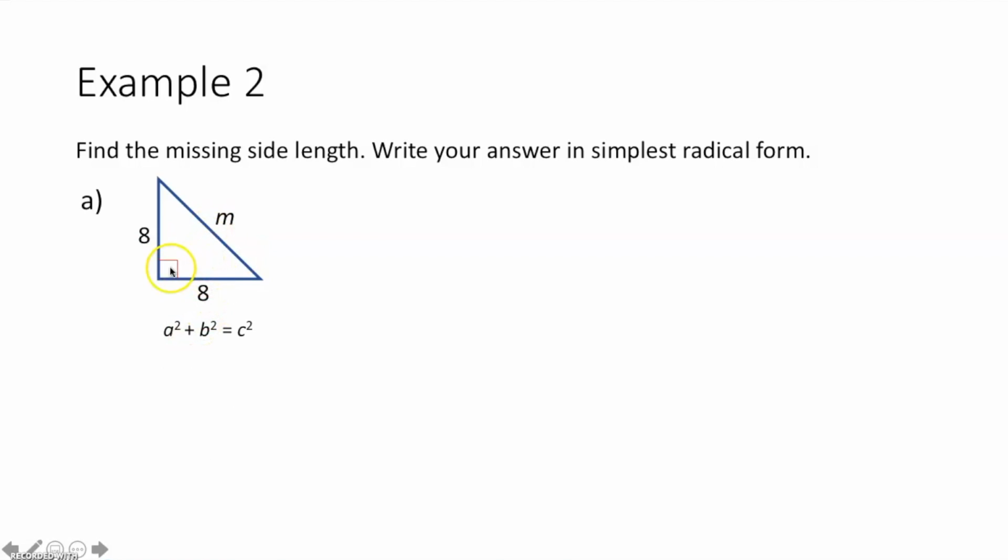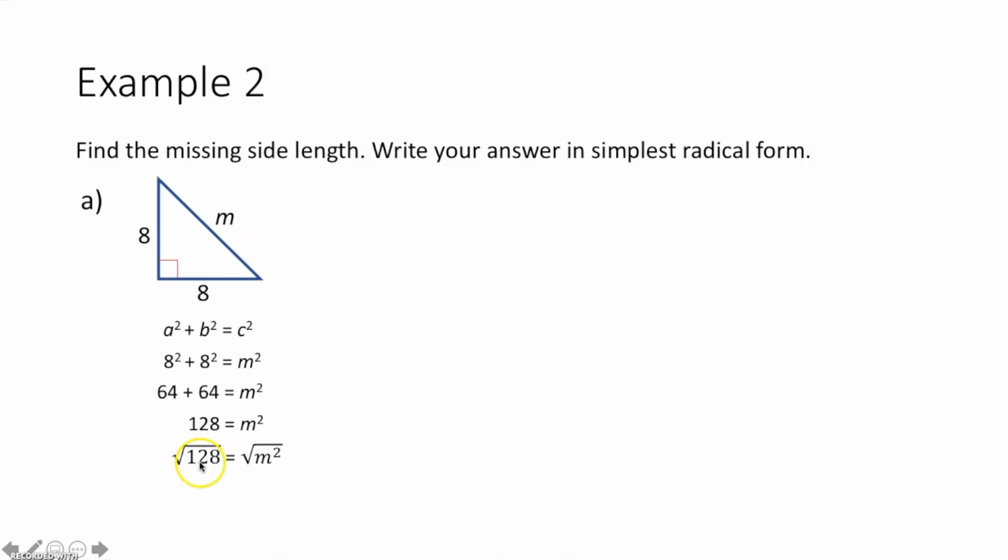The hypotenuse, the side that's opposite the 90-degree angle, that is m. We're going to plug that in for c. Then 8 and 8, doesn't matter which one you plug in for a or b. We then square those. 8 squared we know is 64. 64 plus 64 is 128. To solve for m, now we have to square root both sides to get rid of this squared. And when you do that, the square root and the square cancel each other out. Over here, the square root of 128.